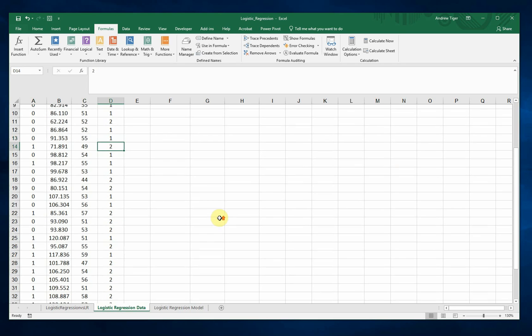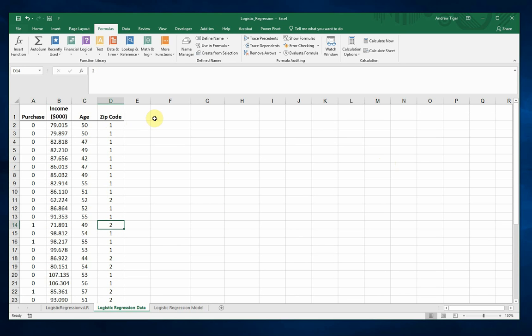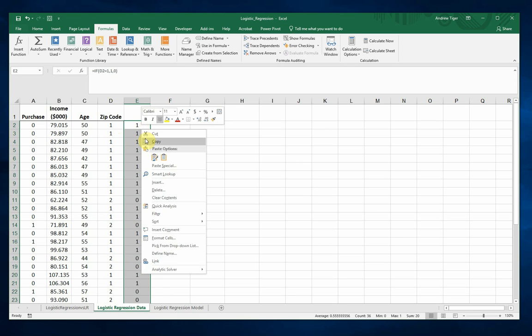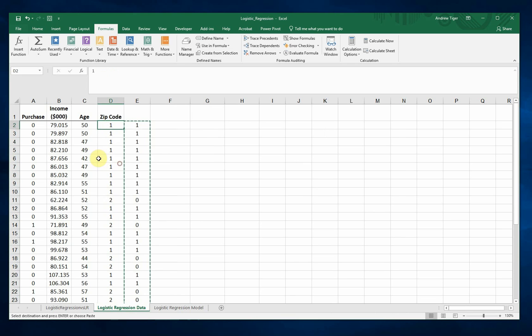Probably ought to use 0 and 1 instead of 1 and 2. In fact, let's just do that real quick. If this equals 1, we'll say 1, else put 0. So this will be our dummy variable. Copy, paste special.